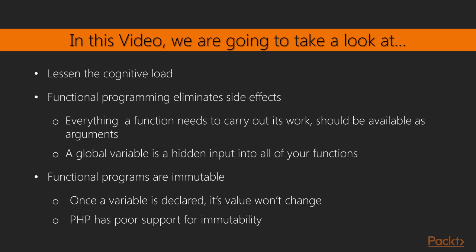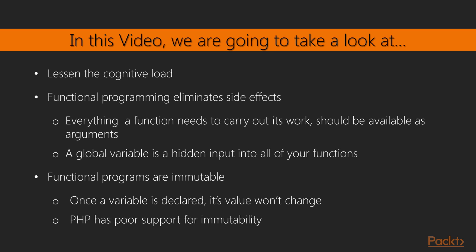And functional programming really solves this in two ways. One is by eliminating side effects, and the other one is by promoting this idea that programs have to be immutable or stateless. So eliminating side effects is about providing what a function needs to carry out its work and making that available as arguments. So in other words, functions don't need to reach out of their own scope to carry out the work that they need and compute the return value.